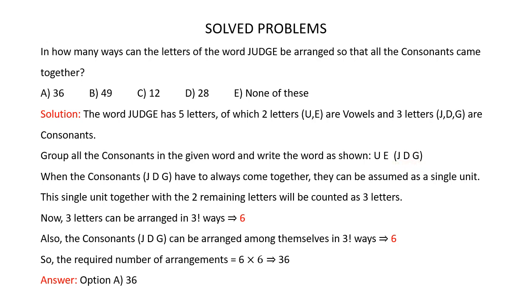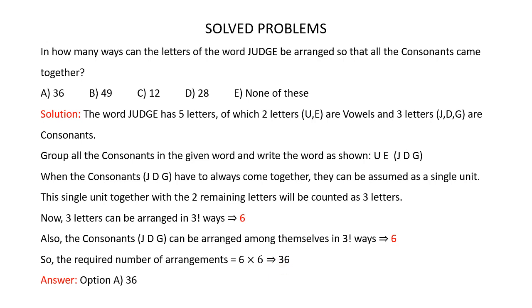Now this single unit together with the remaining 2 letters will be counted as 3 letters. Now 3 letters can be arranged in 3 factorial ways, which is nothing but 6 ways. Also, the consonants J, D, G can be arranged among themselves in 3 factorial ways, which is 6 ways. So the required number of arrangements is equal to 6 multiplied by 6, which is 36.